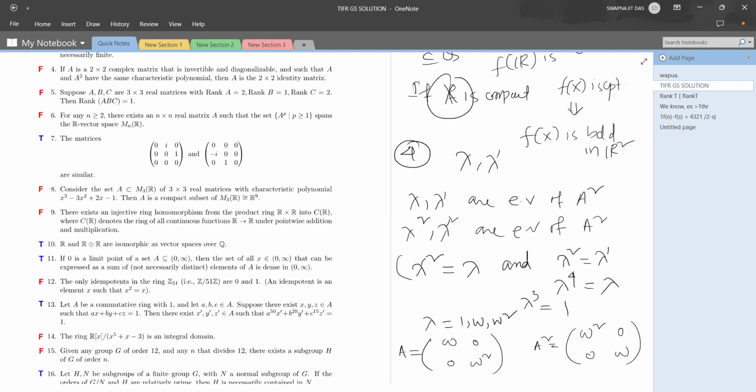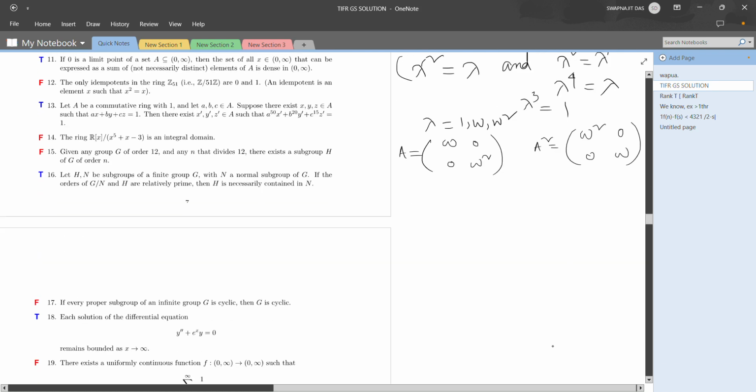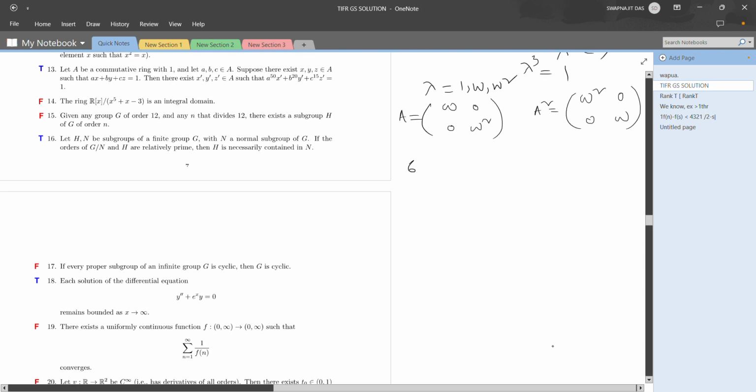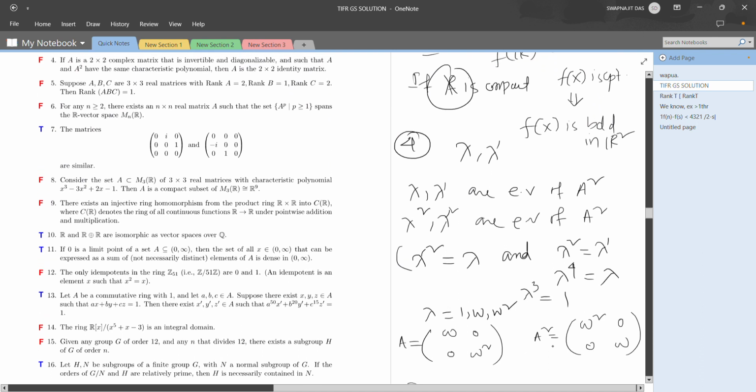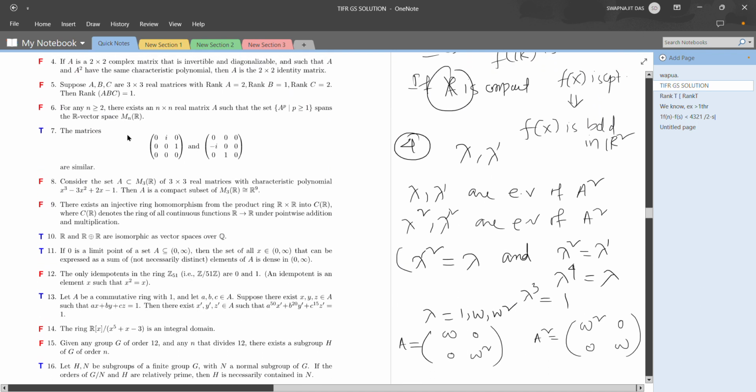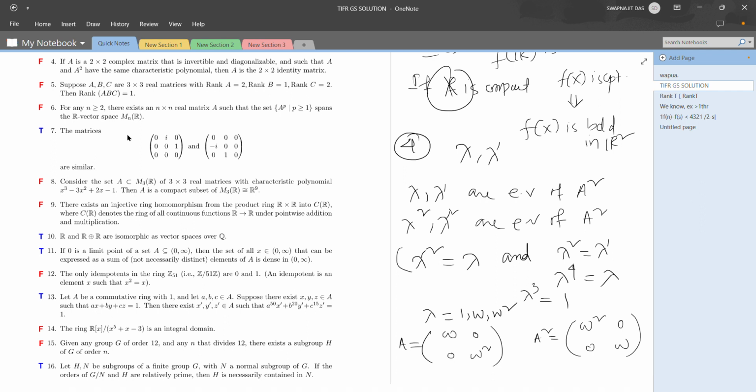Okay, problem number 5. This is an easy one. Just use the inequality for the rank of a product of two matrices AB, and then do it for three matrices. Or you can directly use the formula for three matrices. It is not an important question, so you can just do it. Problem number 6 is very interesting.